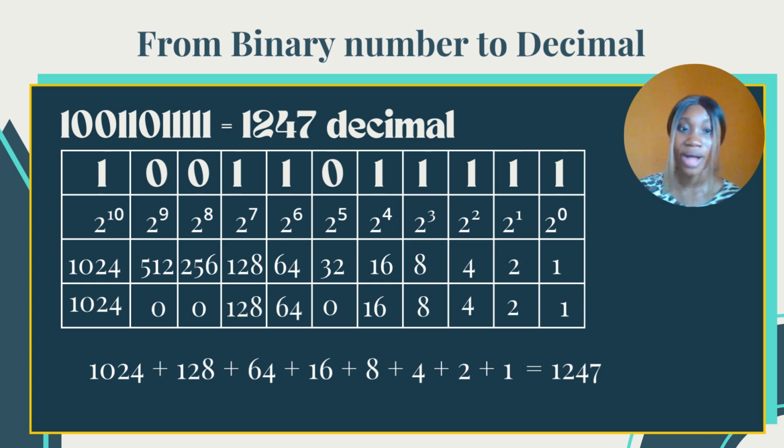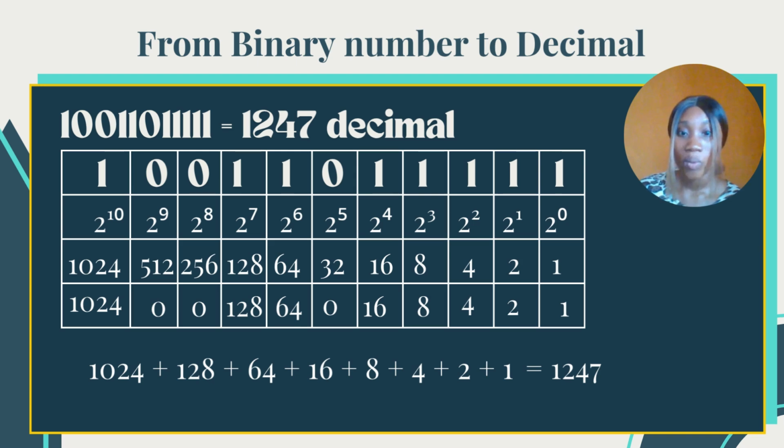After that, we go back to our binary number given to us, and we start multiplying. So the first number, we have 1. So 1 times 1024 gives us 1024. 0 times 512 gives us 0. 0 times 256 gives us 0. 1 times 128, that is 128. 1 times 64, 64. 0 times 32, 0. 1 times 16, 16. 1 times 8, 8. 1 times 4, 4. 1 times 2 is 2. And lastly, 1 times 1 is 1.